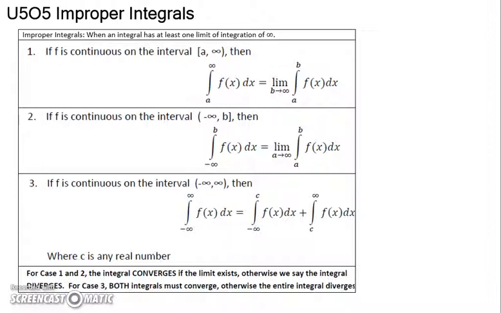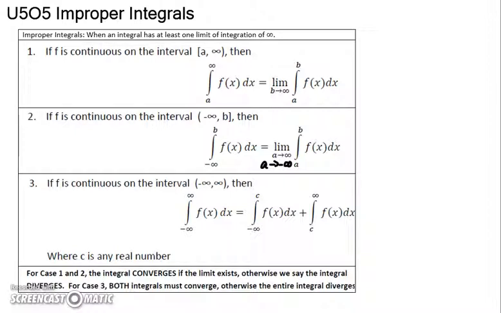Similarly, in case 2, if we're going from negative infinity to b, then we replace negative infinity with a, and we say the limit as a approaches negative infinity of the integral from a to b of f of x dx. There's a small typo: this should say a approaches negative infinity on your limit. So we're replacing the negative infinity and taking the limit as a goes to negative infinity.